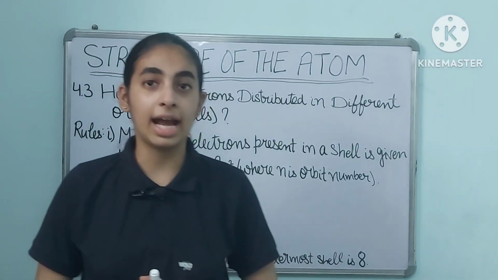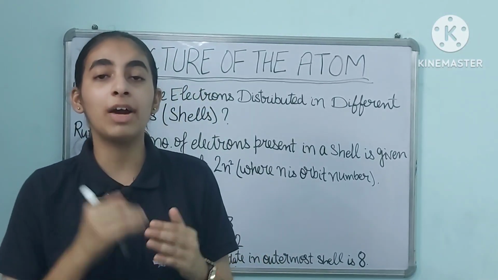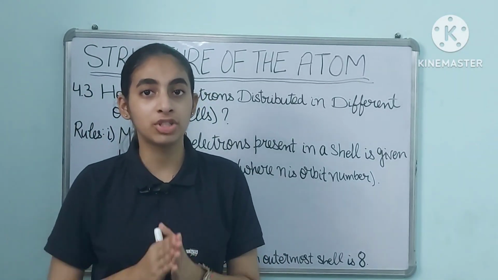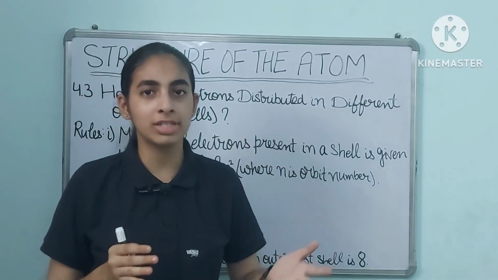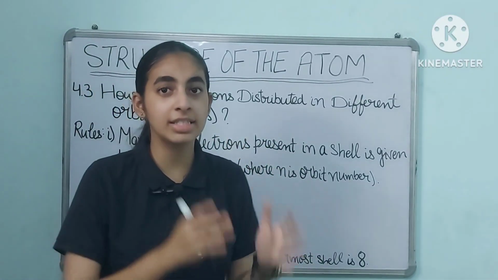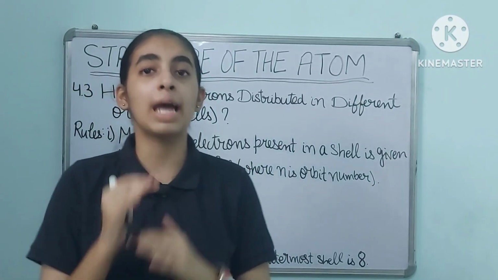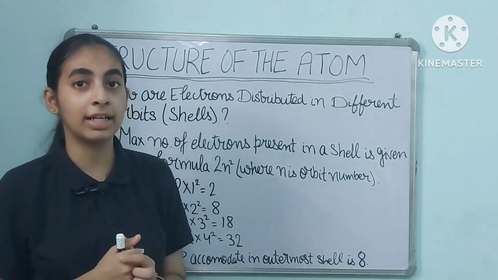The third rule says we have to fill the electrons in a stepwise manner. Firstly we accumulate electrons in the first orbit, then the second, third and fourth. It does not happen that you fill the first orbit and then the fourth or third. You have to fill the first, second, third, fourth in a stepwise manner. Otherwise the electronic configuration will be wrong.